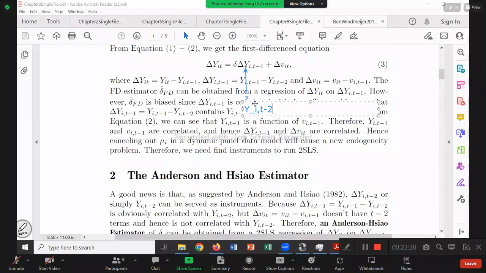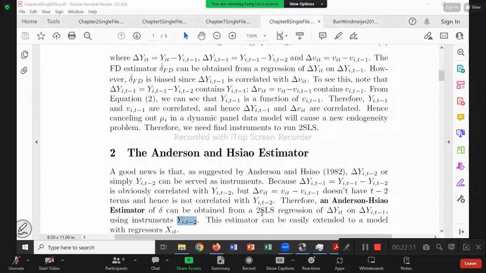So here y t minus 2 can be used as an instrument, and we can run two stage least squares. Understand that the Hsiao estimator is a two stage least squares of the change in y on the change in y t minus 1, using instrument y t minus 2. So that's the Anderson and Hsiao estimator.